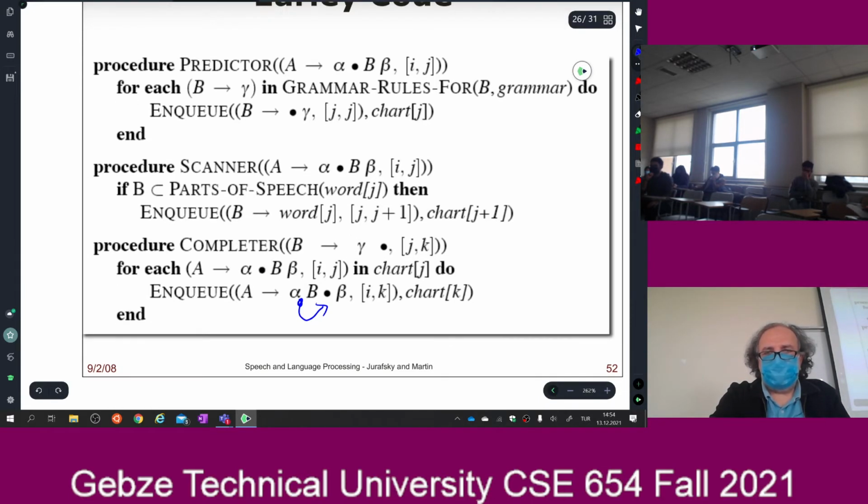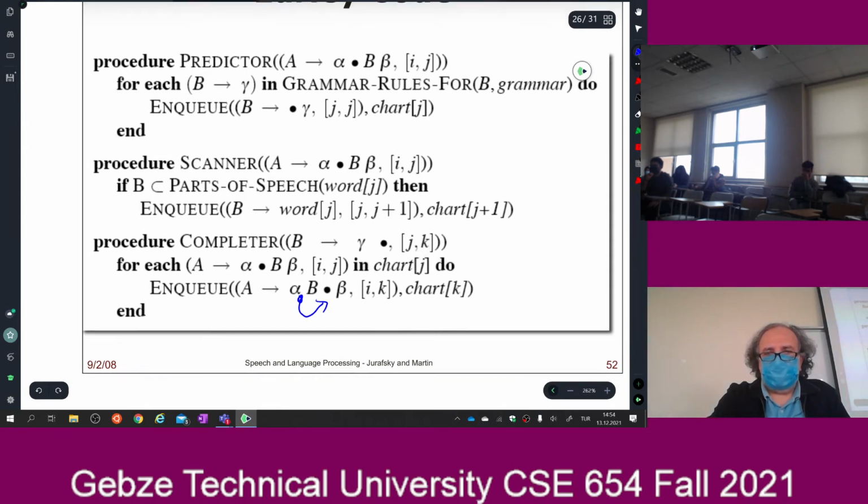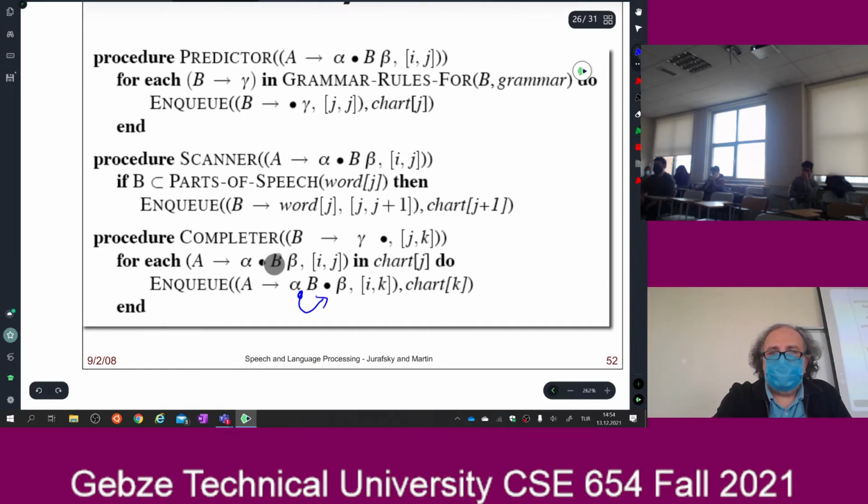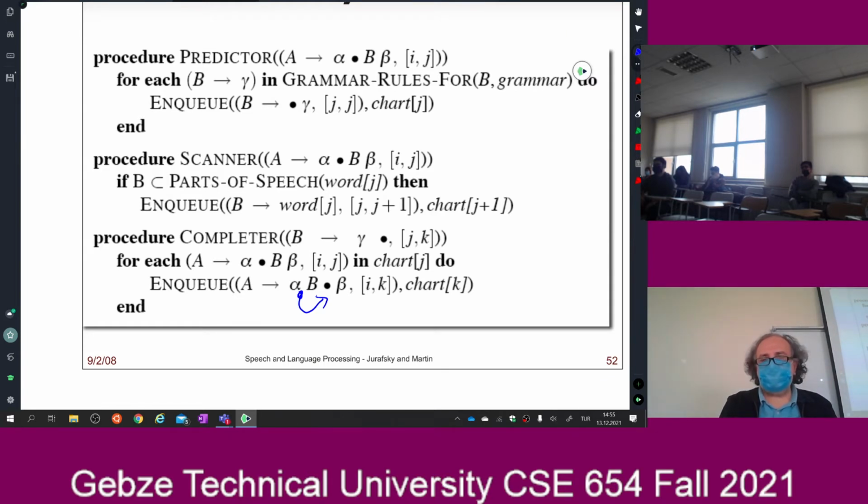If I have such a situation in the chart, and I have this completed, then for each case like this, for each predictor that is expecting a B, just replace it with this rule, this chart state now, because I observed B. And I put this in chart number K, from G to K. Good.